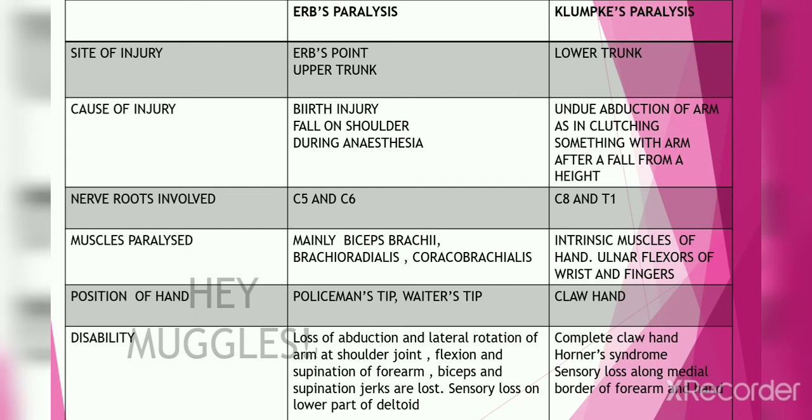Coming to the disability portion of your Klumpke's paralysis, there is complete claw hand. I already told you that there is hyperextension at the metacarpophalangeal joint and flexion at the interphalangeal joint. So there is complete claw hand. Then next is your Horner's syndrome.